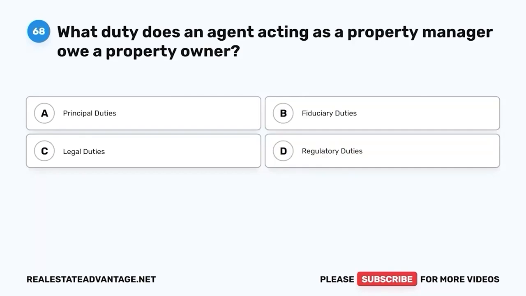Question 68. What duty does an agent acting as a property manager owe a property owner? A. Principal duties.